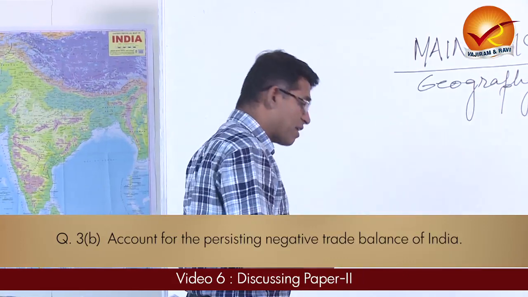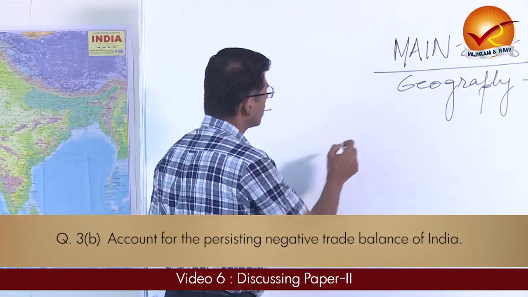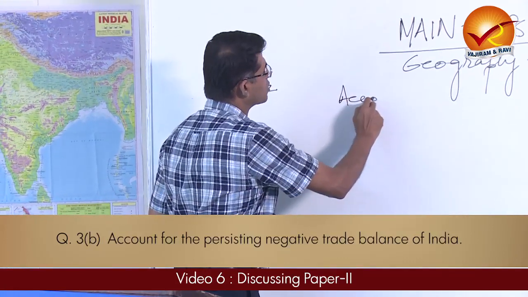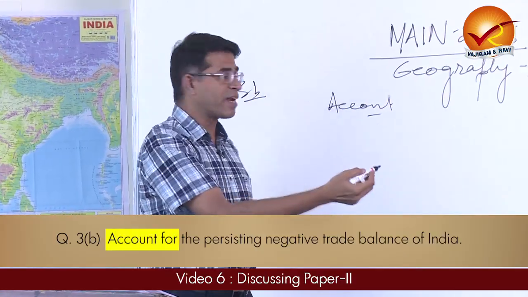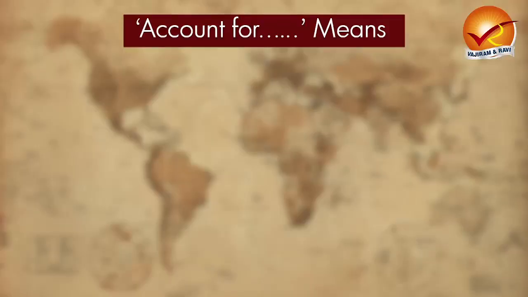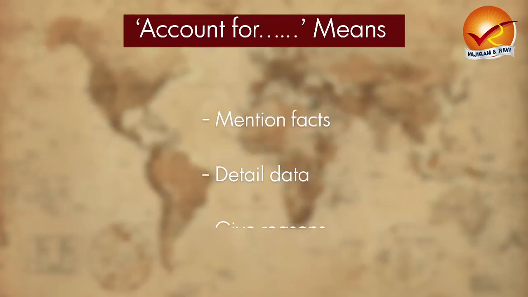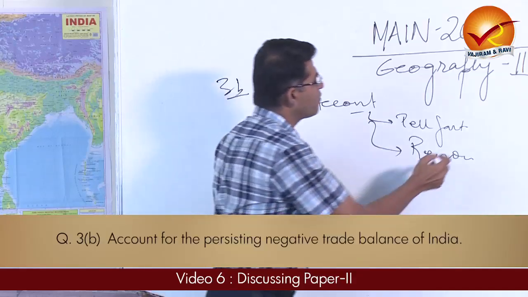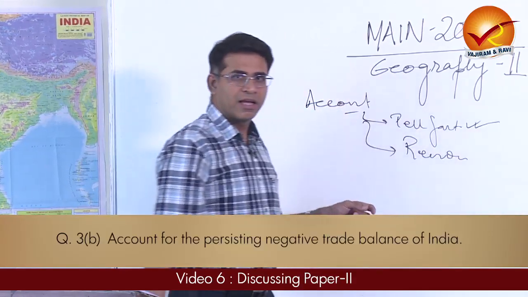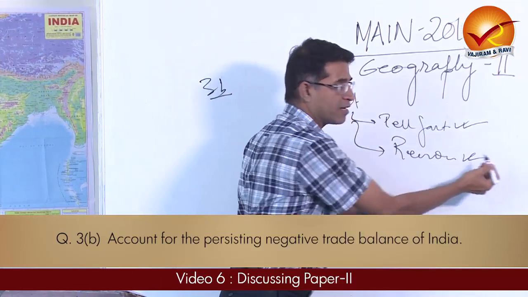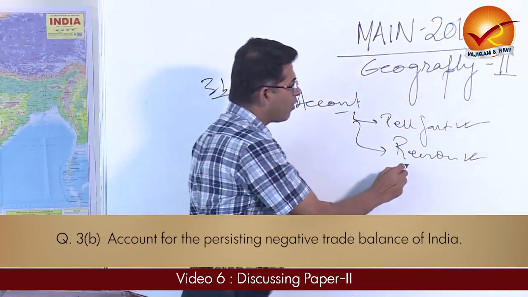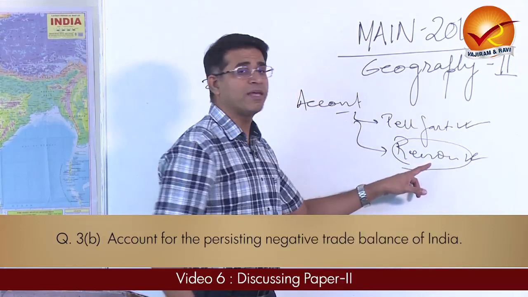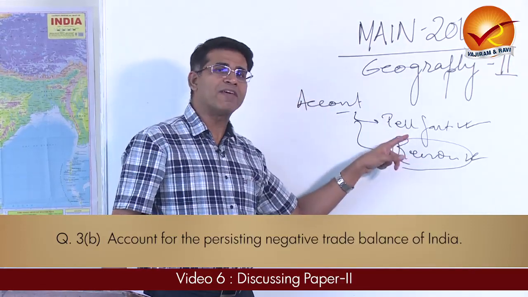So if I divide the question in two parts: if the question asks you to account for something, it means tell me the facts about it, what is it, where is it, and then tell me what are the reasons. Some bit of geography can come in here and some geography comes in here. The bulk of the perspective in geography will be when you're explaining why we had that deficit.